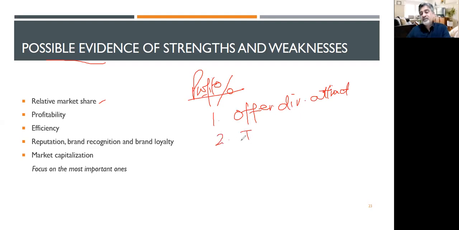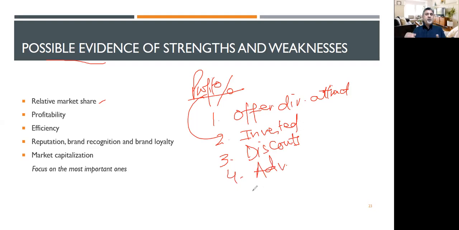Or you can reinvest your profits in the business, and you increase your production capacity and increase your sizes. Or you can give discounts which your competitors cannot give because you have got high profits. Or you can spend on advertising to promote your product. If you have extra money in your pocket, it is always good.